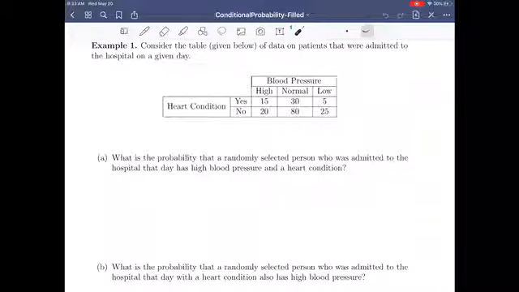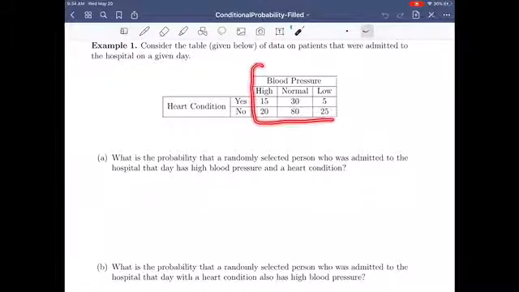So how we read the table: the rows are telling you whether or not the patient had a heart condition, so yes or no. If you're in the top row, it means that you did have a heart condition, and if you're in the bottom row, it means you did not. And then the columns are talking about what your blood pressure was. So was it high, was it normal, or was it low? Okay, so those are the categories.